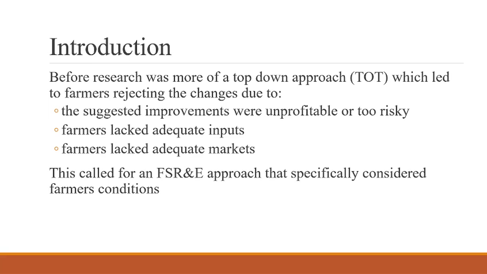This led to the farmers rejecting the changes because the suggested improvements were unprofitable or too risky to them. It's like the technologies were not addressing the real needs of the people. And also, farmers lacked adequate inputs and markets, as farmers were just taught to grow crops, let's say pigeon peas, without the knowledge on where to access the inputs as well as on where to sell. So this called for an introduction of farming system research and extension approach that specifically considered farmers' conditions.